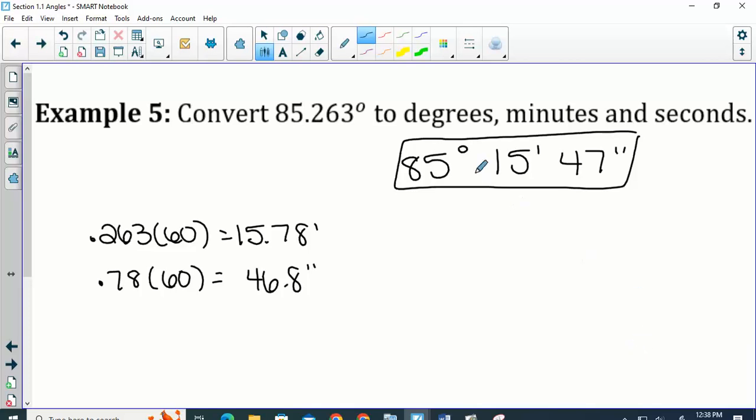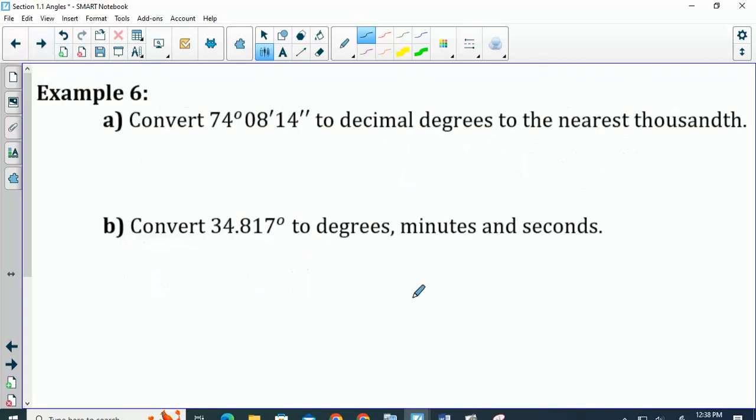So I want you guys to try example 6 then.